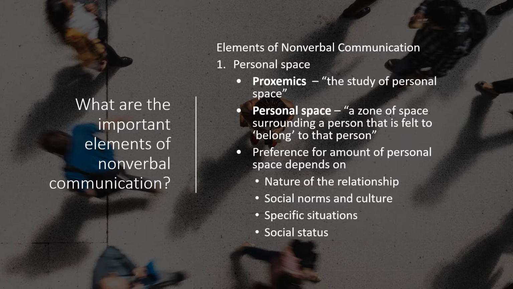First, if you'll look at the diagram in your textbook that shows you the different types of personal space that range from intimate, to personal, all the way to public, you'll see that there are different amounts of personal space that we're comfortable with depending upon the relationship that we have with another person.